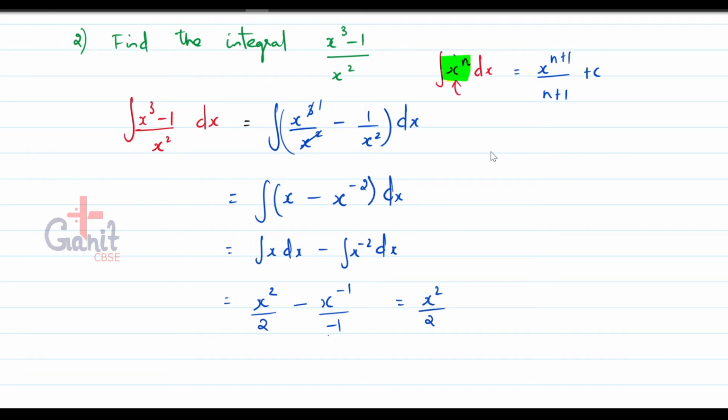So this negative and this negative will become positive, so plus x to the power negative 1. I can simplify further: x square by 2 plus this x to the power negative 1 can be written as 1 by x. That's a law of indices. So I have to include the integration constant, plus c. So that's our final answer. Second one is exponential function.